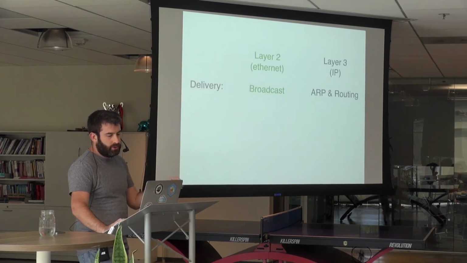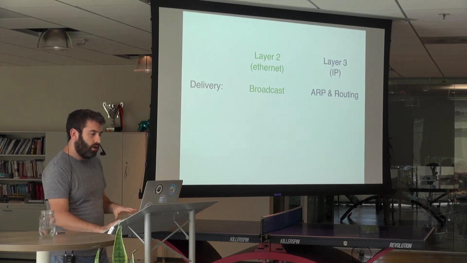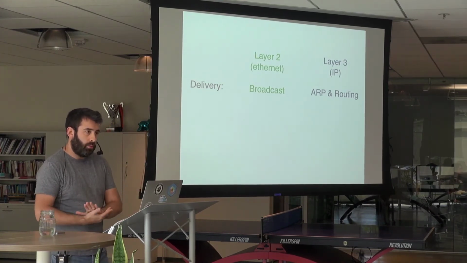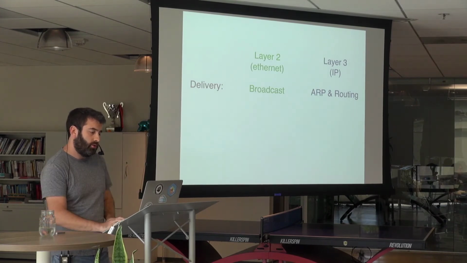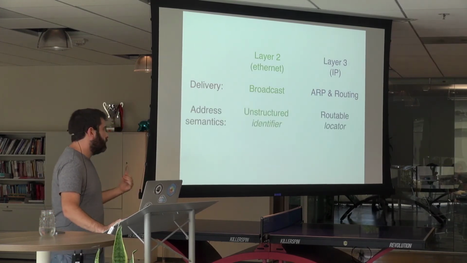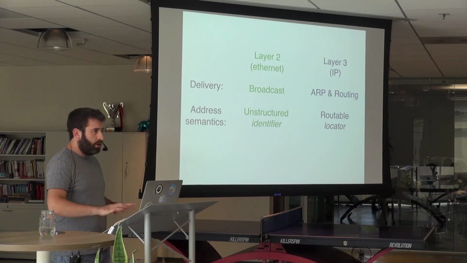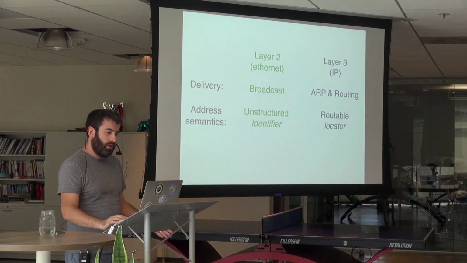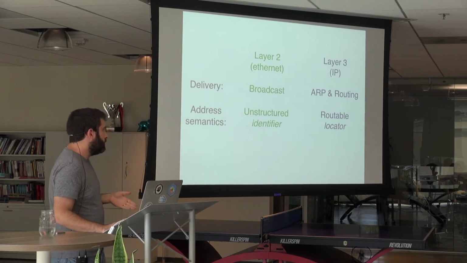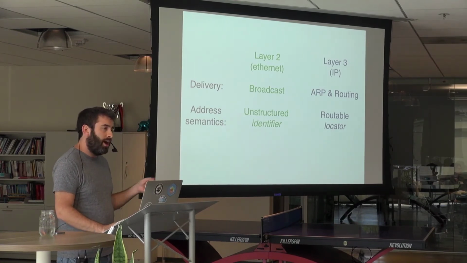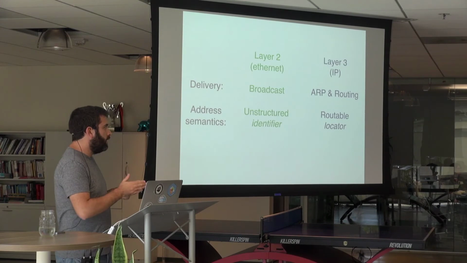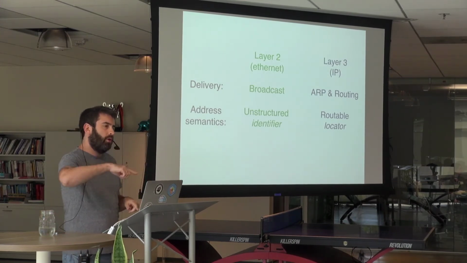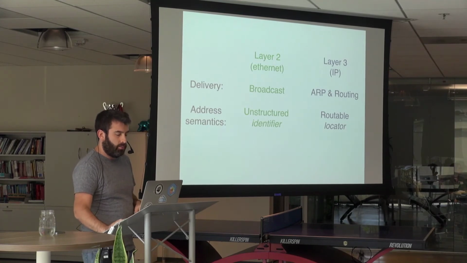So to summarize layer 2 and 3, because there's a lot here, layer 2 is about broadcasting packets to get them where they're supposed to go. Layer 3 uses ARP and routing to forward IP packets around. I mentioned this earlier, the address semantics. Layer 2 addresses are totally unstructured. They're like a serial number. It tells you who made the device. It doesn't tell you anything about where it is on the network. The layer 3 address is this routable locator. It tells you how to find the address on the network. If you can get your router to forward a packet a little bit closer to that destination, it will eventually get there through repetition of IP routing.